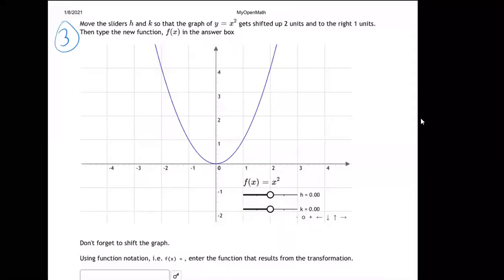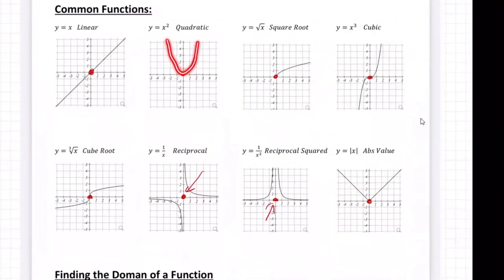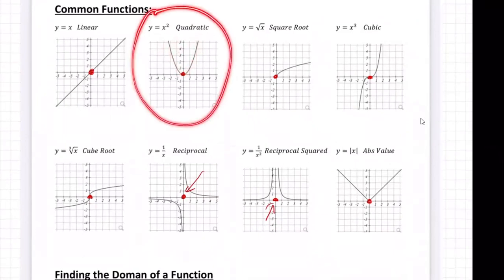So what it tells us is, okay, go ahead and move the sliders H and K so that the graph, this is the graph of x squared. You remember that one, right? We had that one earlier. Here it is. Here's x squared. It's on our notes. This is the exam one notes at the top of the unit one module.